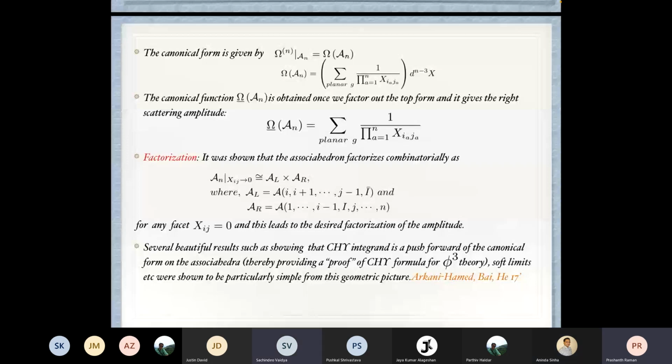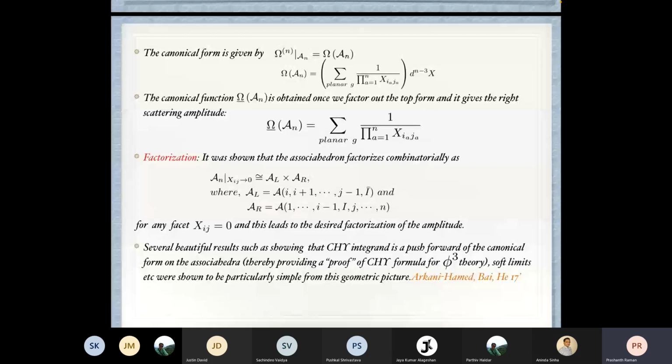What it really does is that it tells you the set of compatible poles. So it tells you what are all the poles that I can take on shell simultaneously. That is information that you don't easily see if you just write down the amplitude, like you've done here.